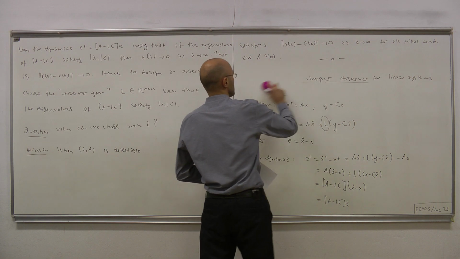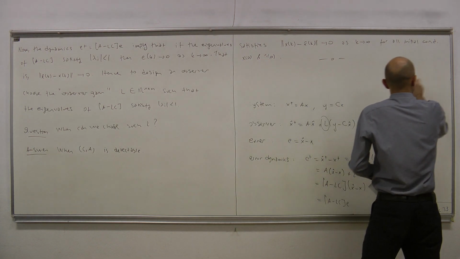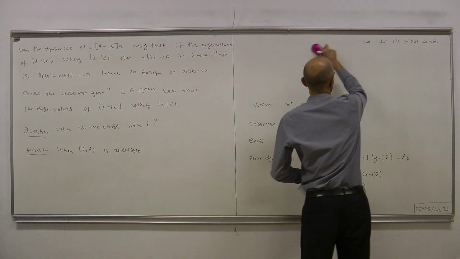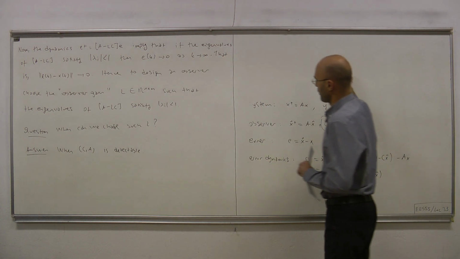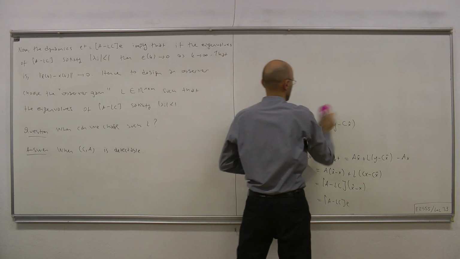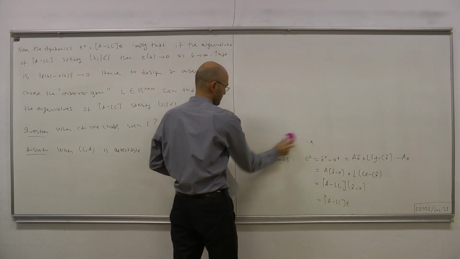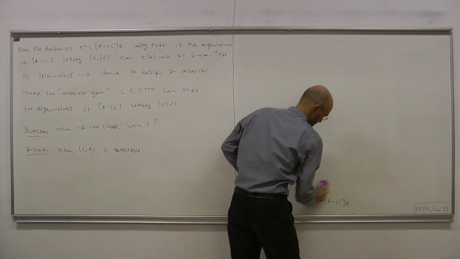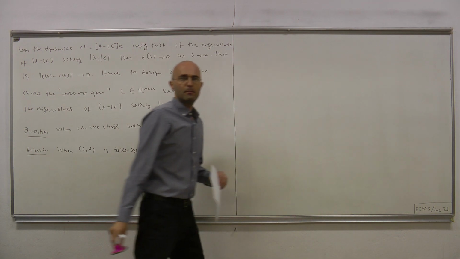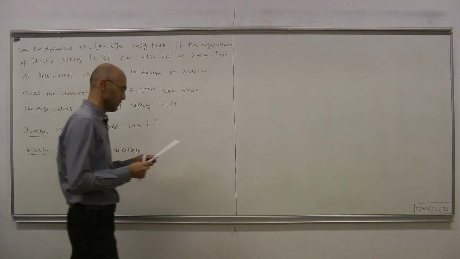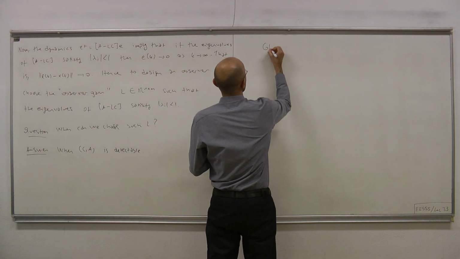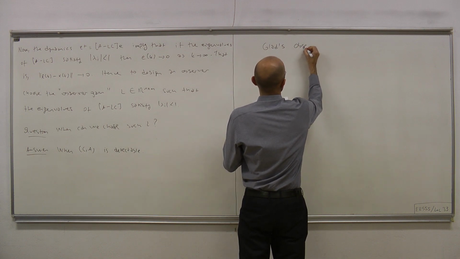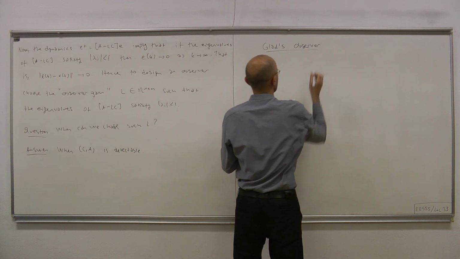So the observer that we'll talk about is invented by Professor Glad in the 1980s, and it's quite an appealing design because it's very simple. Okay, so let's now talk about Glad's observer.